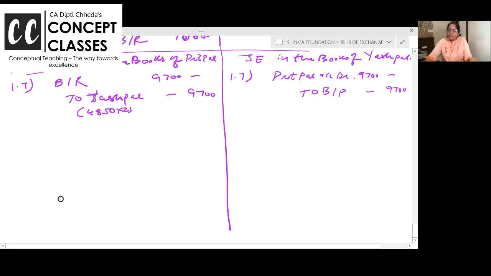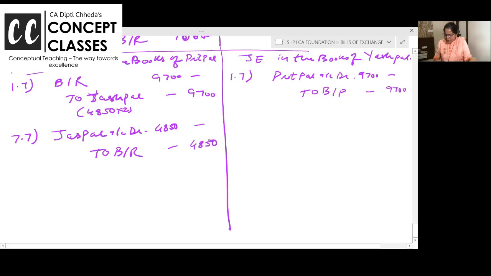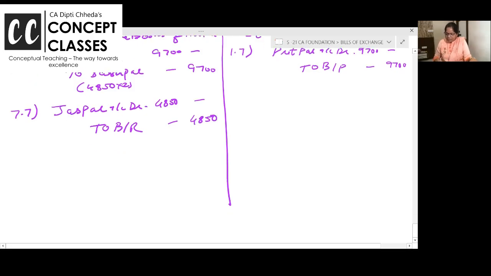Pritpal endorsed one of the bills in favor of Jaspal on 7th of July. Okay, 7th of July, Jaspal account debit to bills receivable. Endorsee account debit, a bill of 4850. Okay, 4850 bill is endorsed in favor of Jaspal, to bills receivable. One bill. So now the endorsee will get the money.